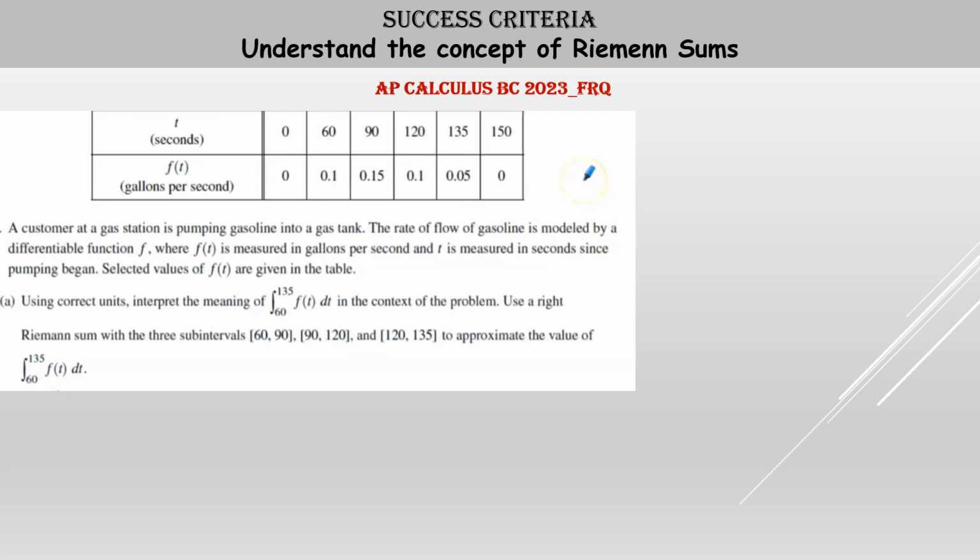Now the next question is here. So you have to interpret the meaning of the integral from 60 to 135 of f of t dt first of all. And what is given? A customer of a gas station is pumping gasoline into a gas tank. The rate of flow of gasoline is modeled by the differentiable function f. So it's not the rate of flow, it is gasoline. Okay. And f of t is measured in gallons per second. Time is measured in seconds.